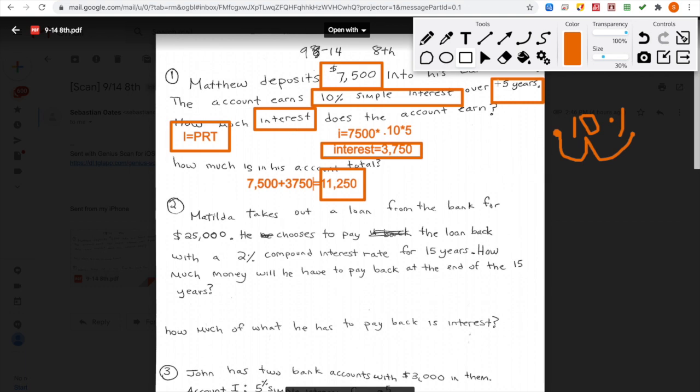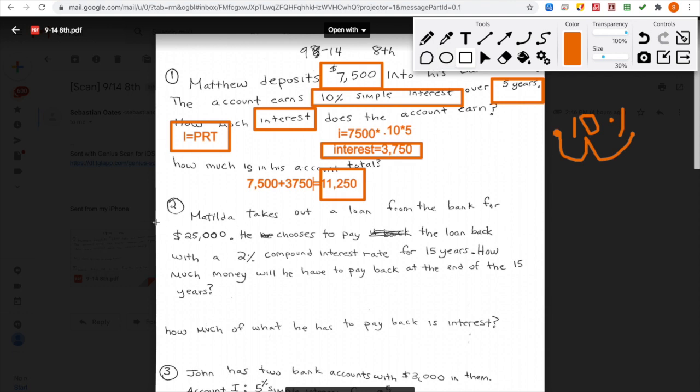We're going to look at problem number 2. Matilda takes out a loan from the bank for $25,000. She chooses to pay back the loan with a 2% compound interest rate for 15 years. How much money will you have to pay back at the end of 15 years?